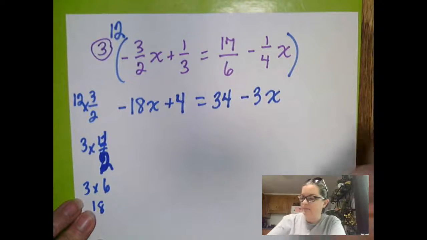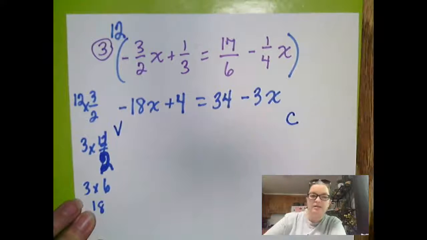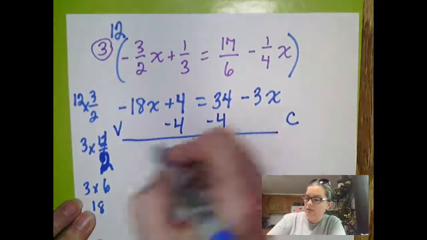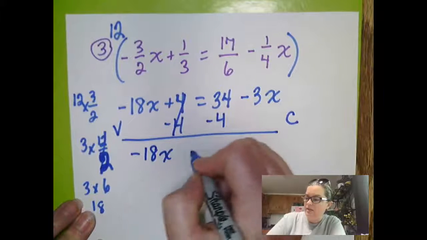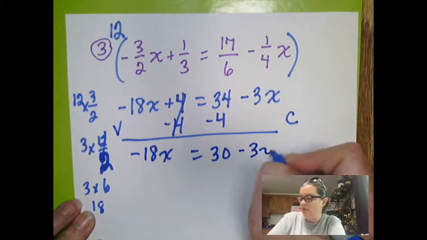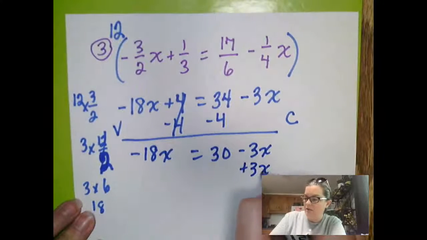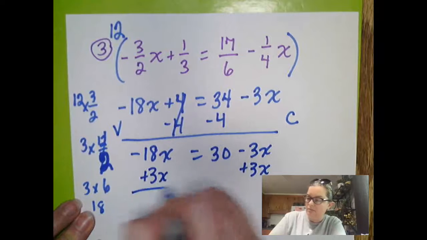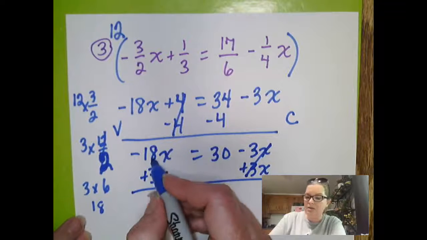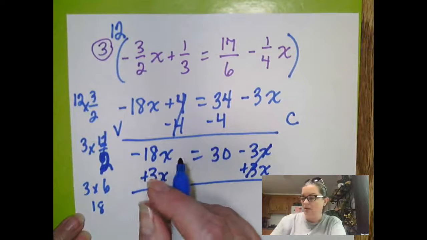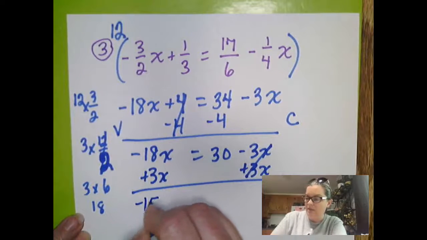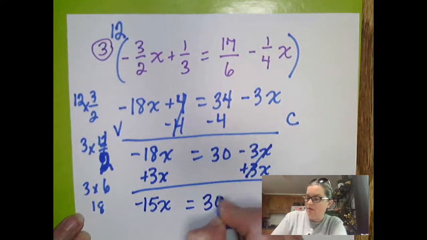All right, let's keep going. Variables on the left, constants on the right. Subtract the 4. I have negative 18x equaling, that's 30, and minus 3x. Add the 3x to both sides. Negative 18 plus 3. So I want to take away some of that negative. I want to take away 3 of those negatives, basically. So that will become negative 15x. And I've got 30 on that side.